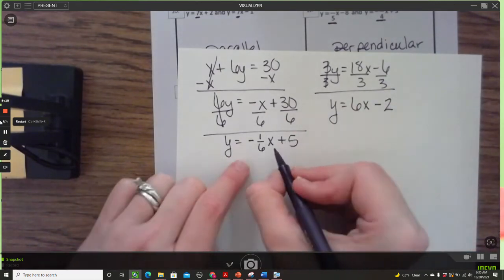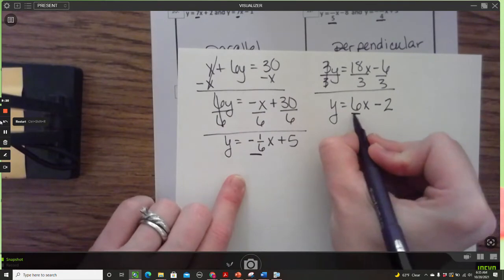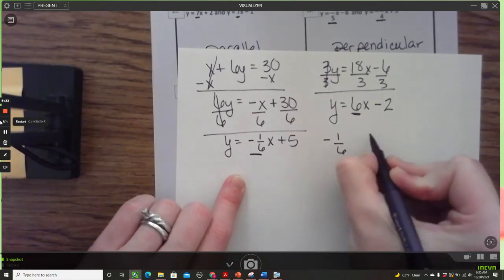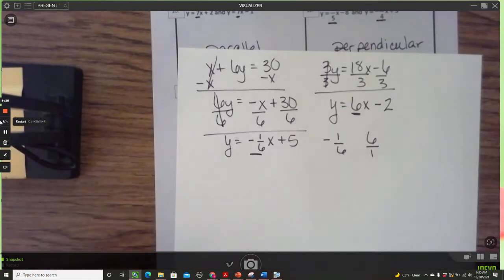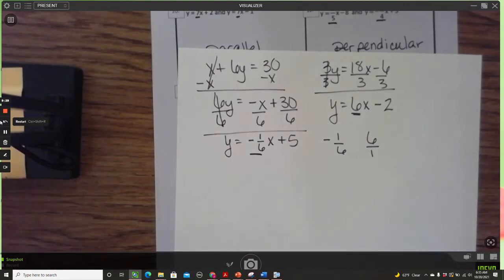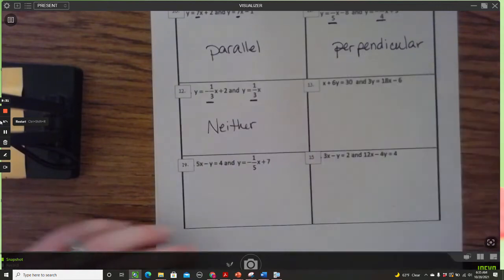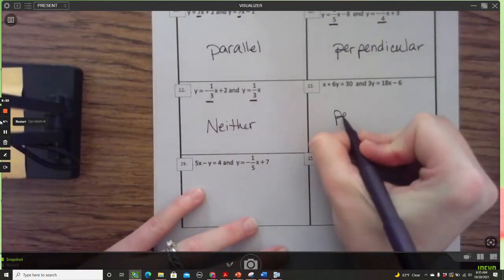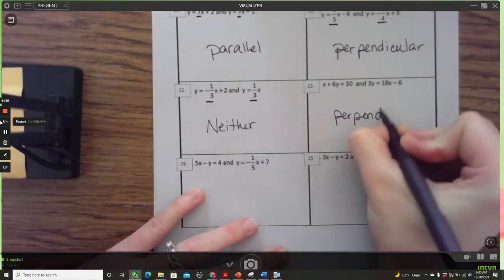So if I look at my slopes, negative 1/6 and positive 6. Negative 1/6 and positive 6, which is 6 over 1. They're reciprocals, and they're opposite reciprocals. One's negative, one's positive. So these lines are perpendicular.